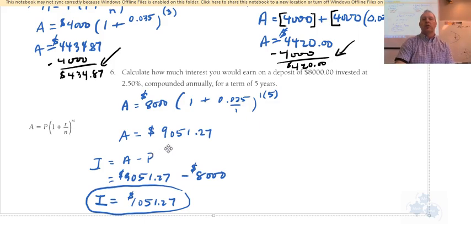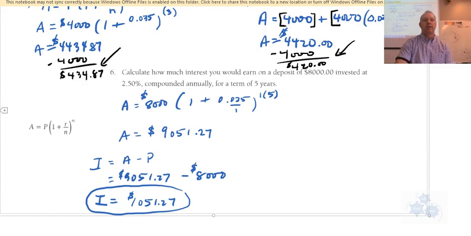Okay. So if you stop there, it means you haven't quite read the question all the way through, or carefully enough. The question actually says calculate the interest that you would earn. And so this is the total value, but you didn't earn your original amount in this process. So what you have to do is take the total amount that you're going to get minus the money that you put in, and that is your interest. So the actual answer for this question would be $1,051.27. Okay? Good? Everybody understand that one? Okay.